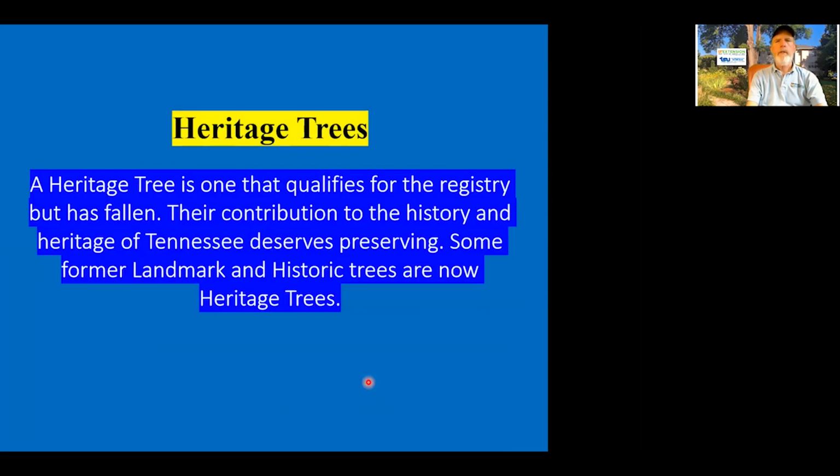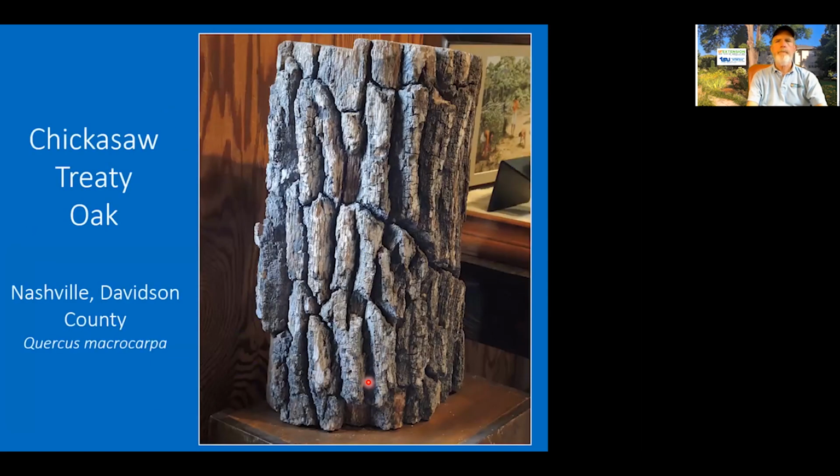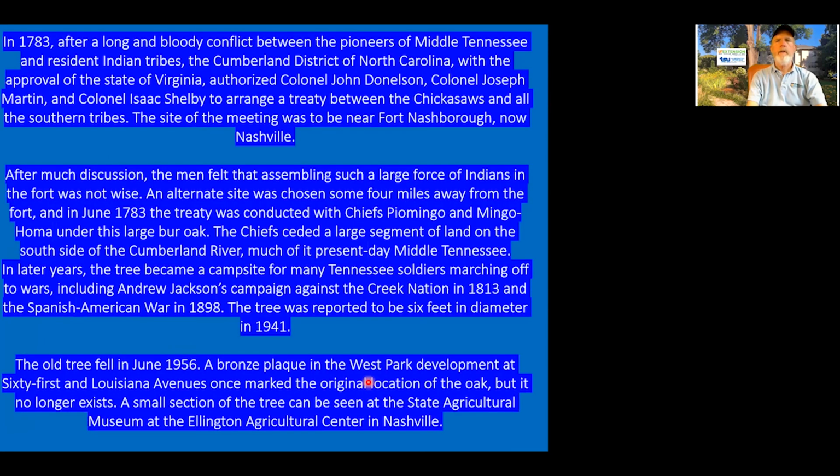And then heritage trees. To qualify for a heritage tree, it could be a tree that has fallen, but it also has to have contribution to a history and heritage of Tennessee. So some of the former landmark and historic trees are now heritage trees. Here's a Chickasaw treaty oak up in Nashville. And again, a long description of what makes it, or what made it.